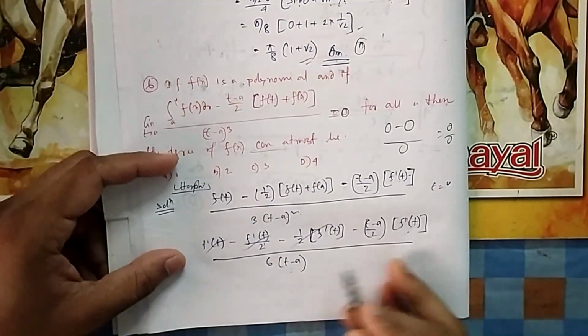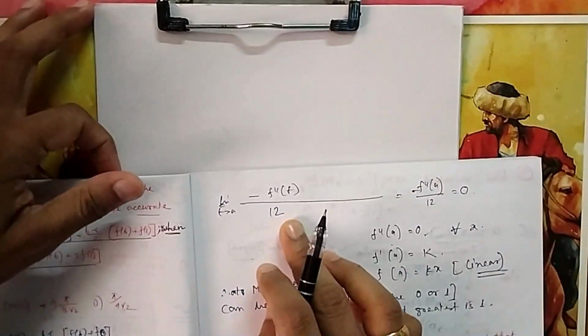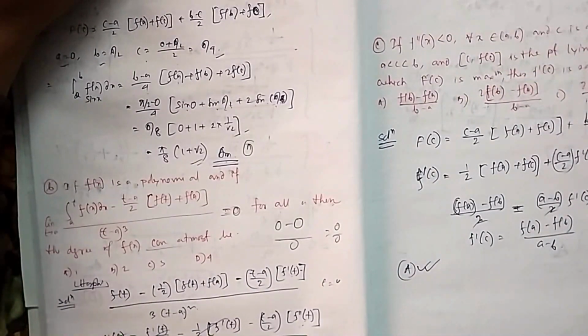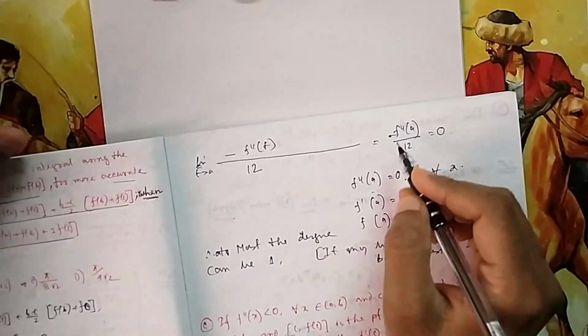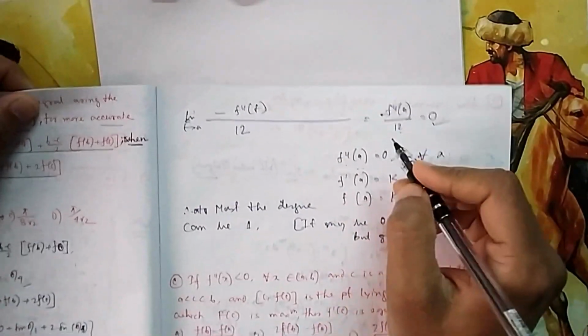Again if you put t equal to a, it is a 0 by 0 form, so again you differentiate it. It will be of this format, because these two will come here. So the denominator is 12 and the numerator will be f''(t). Now if you put the limit, it will be f''(a)/12, which is equal to 0 as they have given. So f''(a) is equal to 0.